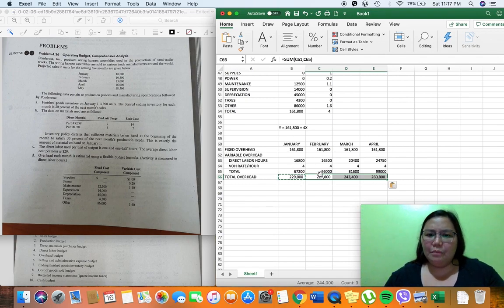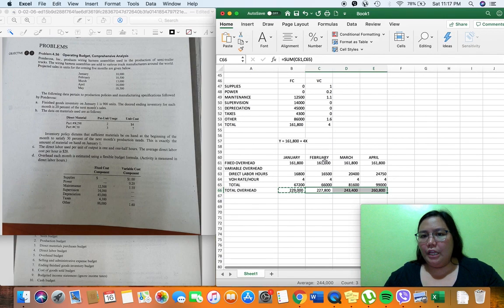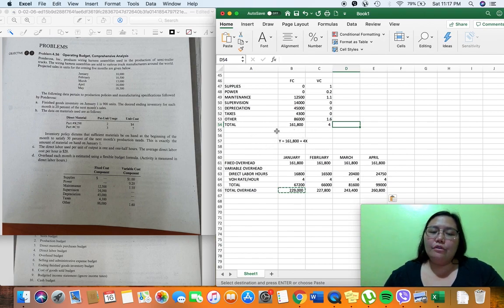So this is the flexible budget. Do not be intimidated because the flexible budget is simply based on the cost formula. So in budgeting, what they usually do is they give us the cost or the cost formula or the total cost, and then we have to prepare the cost formula. But basically, this is how the flexible budget looks like.